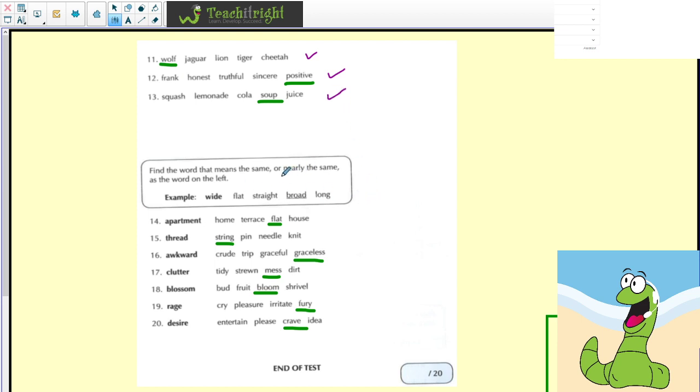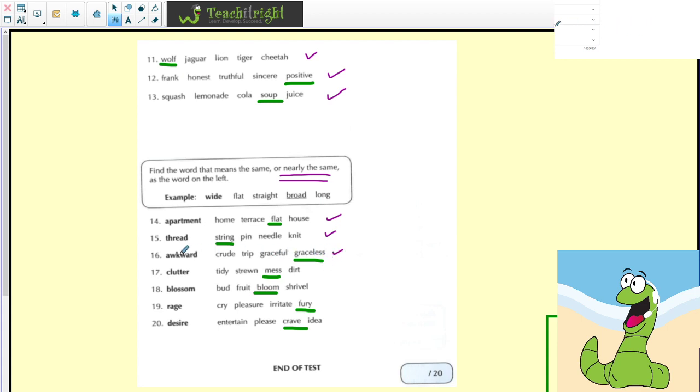14, what have we got to do here? We're looking at synonyms again. So again, trying to build up your vocabulary. So an apartment is a flat. Both words mean a living space on one floor of a building. 15 is string, because thread and string are thin fibres. Awkward and graceless, because the others mean clumsy.